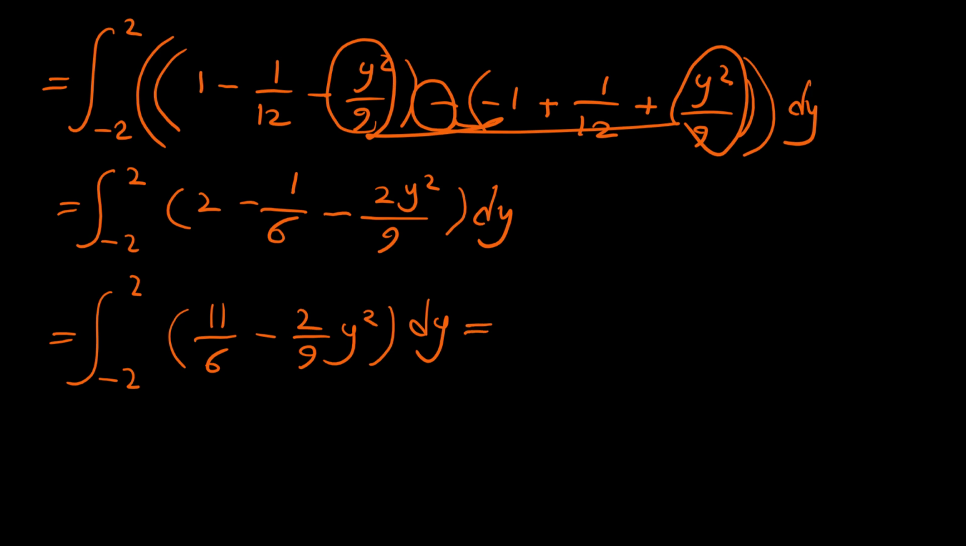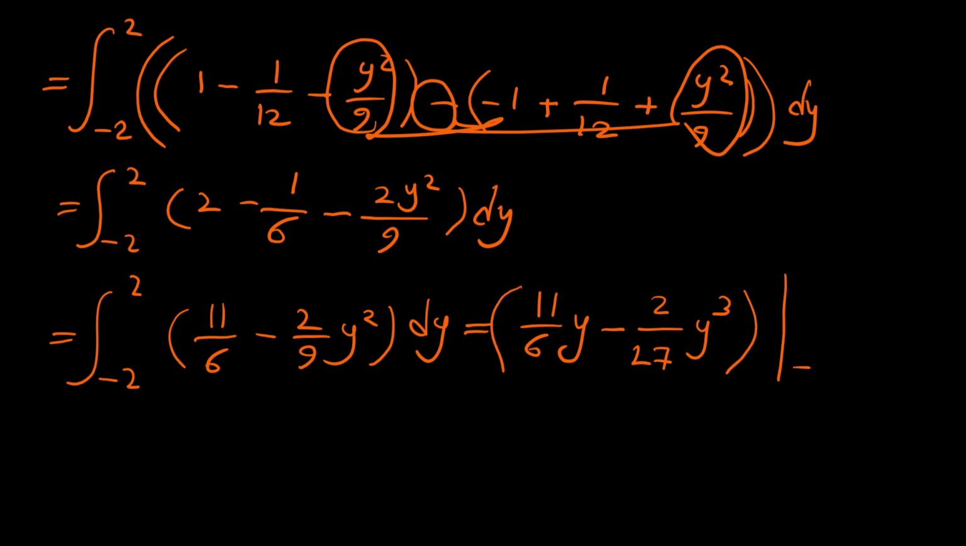For finding this integral, the integral of 11 over 6 is 11 over 6 y, minus the integral of 2 over 9 y to the 2, which is 2 over 27 y to the 3, because the integral of y to the 2 is y to the 3 over 3. And all of this is from -2 to 2. If we plug in 2 and then -2 and subtract these two values from each other, by a simple calculation we can see that the value of this integral equals 166 over 27.